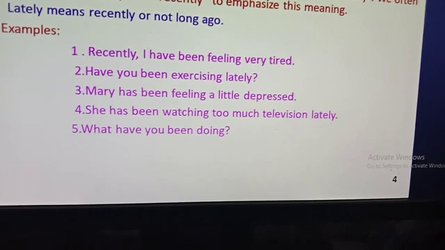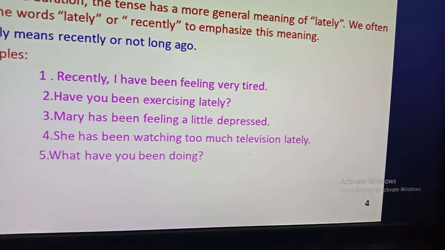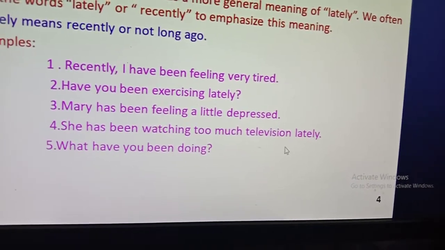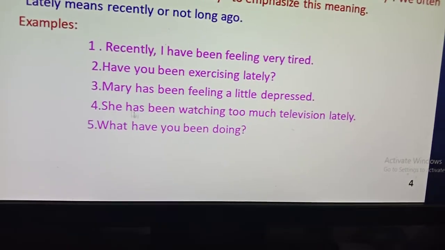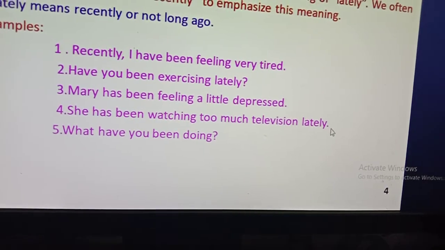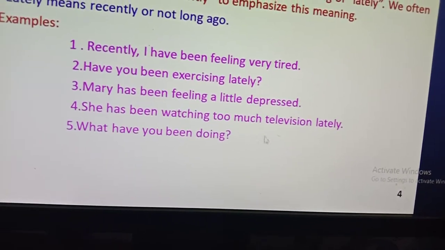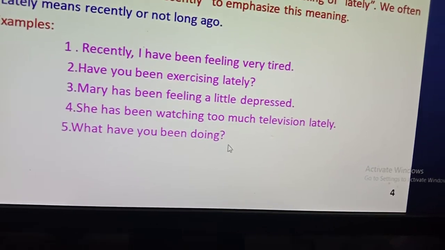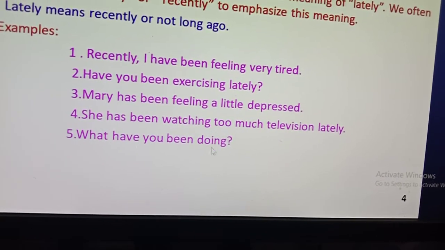That's why we are going to use present perfect continuous tense, because she has been feeling a little depressed for a long time, not for a short moment. Okay, then number 4, she has been watching too much television lately. Then number 5, what have you been doing? Here I have not written lately or recently either. You have to guess it by reading the meaning of the sentence.